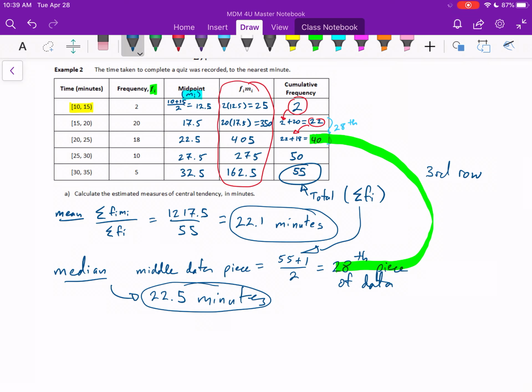and then getting the median is really quick. Get the total number, add 1 to it, cut it in half. That tells you which piece of data you want. Find which row that's in.